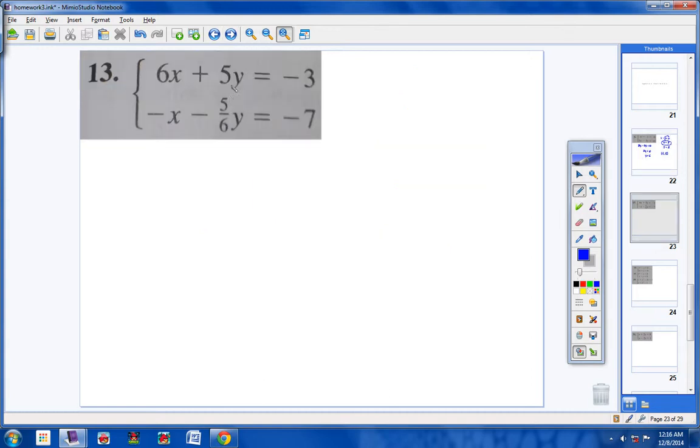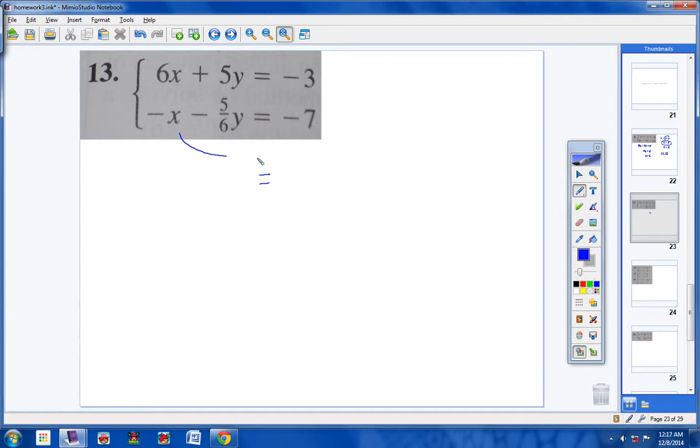Number 13. Okay, we're going to use substitution. Now students, listen. Normally when you have a fraction like this, you would want to multiply this entire equation by 6, the denominator here, to get rid of your fraction. But since we're using substitution, I'm going to get x by itself anyways here. So here's what I'm going to do.